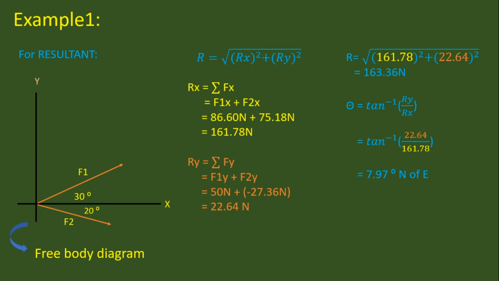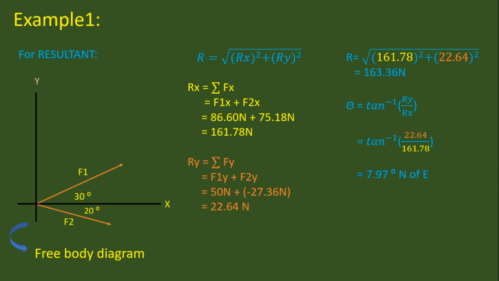So para naman sa lahat ng sa Ry natin, or yung y component or the vertical component ng ating resultant, we have to get the summation ng lahat ng fy. So then we have f1y tsaka f2y. Now since we have 50 Newton doon sa ating f1y, dito na nagmamatter yung negative sign, kasi nga yung 50 Newton ng f1y ay pataas. Ngayon yung 27.36 Newton ng f2y ay pababa, kaya siya negative, meaning kailangan siyang pag-minusin.